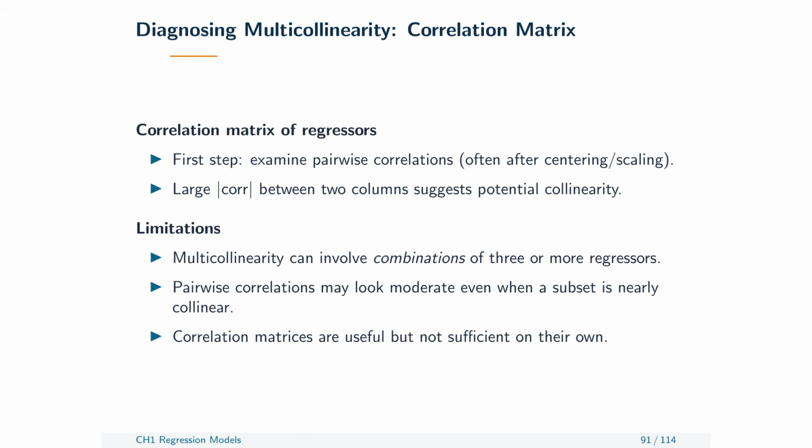A correlation matrix is a useful first screen. Large pairwise correlations reveal obvious overlap between two regressors. Its limitation is equally important. A variable can be nearly explained by a combination of 3 or more variables, even when no pairwise correlation appears extreme.